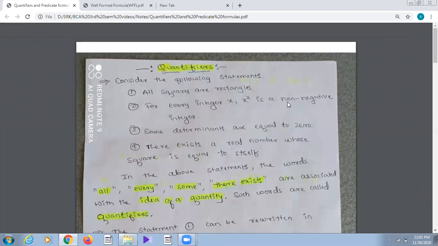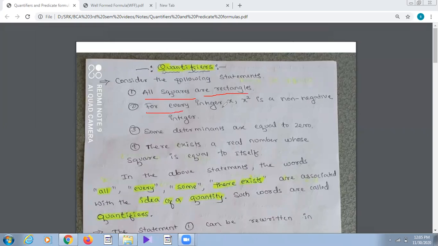Before the definition of quantifier, first we see some examples, then we can understand the concept. There are four examples. Consider the following statements. These are the primary statements. All squares are rectangles. So this is one statement.